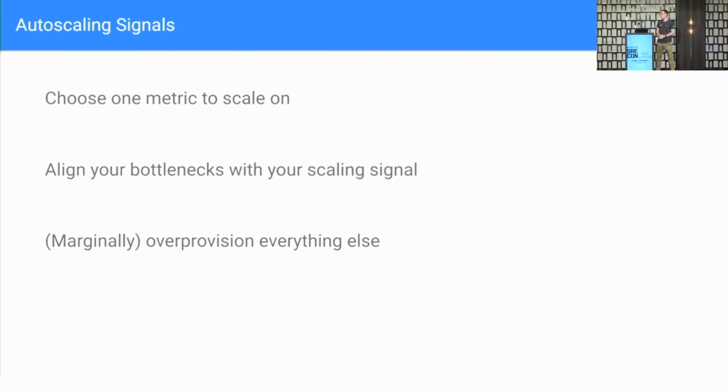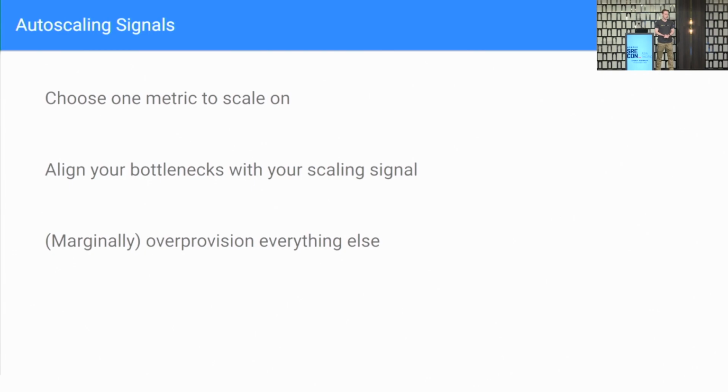It's important that you align all of your bottlenecks with this scaling signal. And if you can't do that, you need to over-provision them. Because if you don't, and you have multiple bottlenecks that are not aligned with your scaling signal, you can end up stuck and overloaded on those bottlenecks, and the system won't scale you up because it thinks that you're healthy.